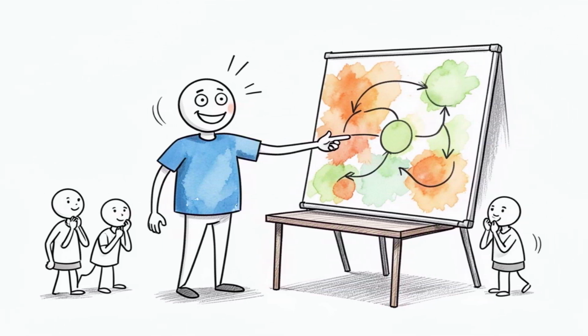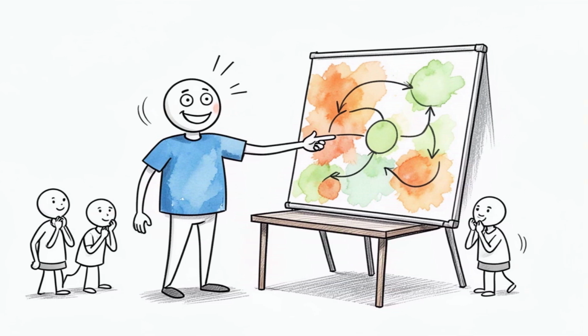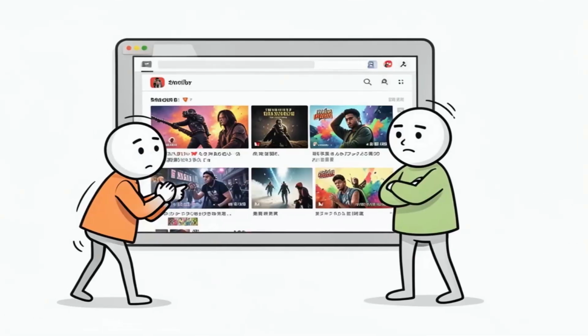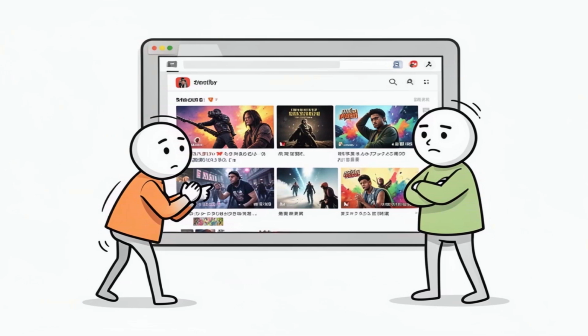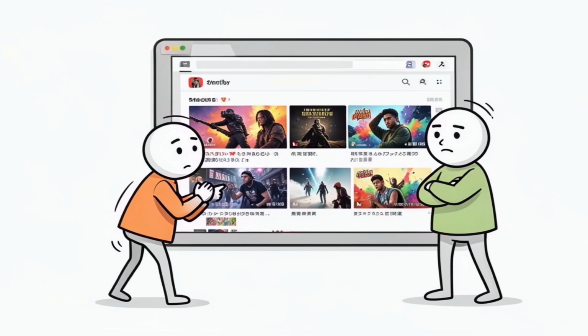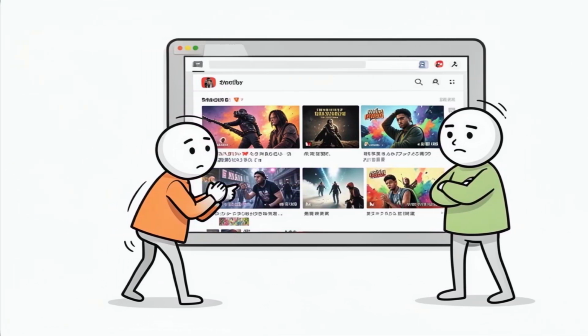The reason most creators can't find gaps is they research the wrong way. They open YouTube, search their niche, watch the top videos, and conclude everything is covered. That's surface research. It tells you what exists. It doesn't tell you what's missing.